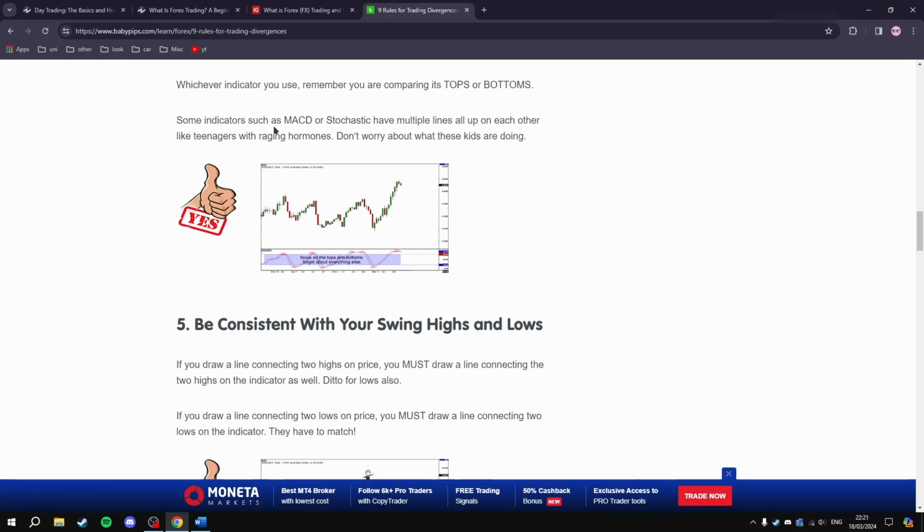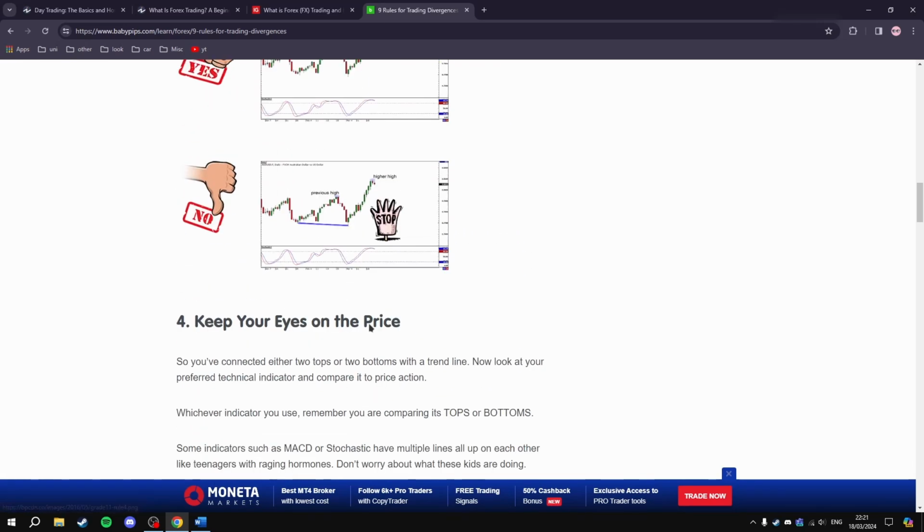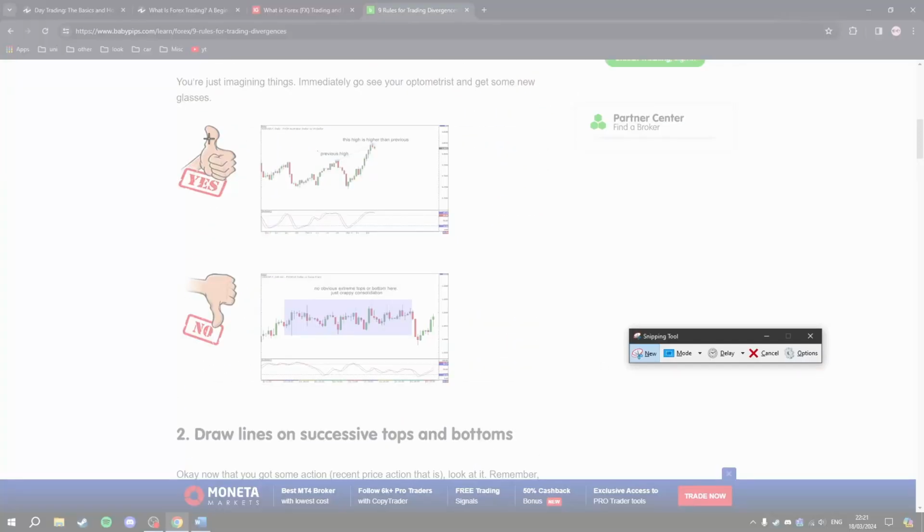Some indicators such as the MACD or stochastic have multiple lines all up on each other like teenagers with raging hormones. Don't worry about what these kids are doing. Focus on tops and bottoms, forget everything else. Only look at the tops and bottoms, where they peak or where they dip, not the middle bit. Give it a little snip snip.